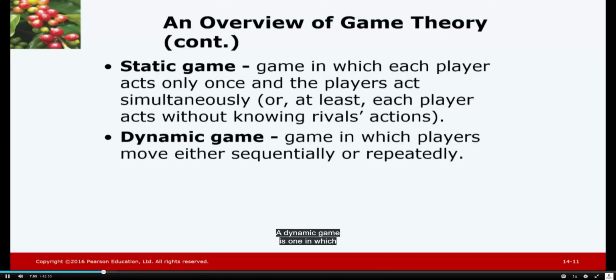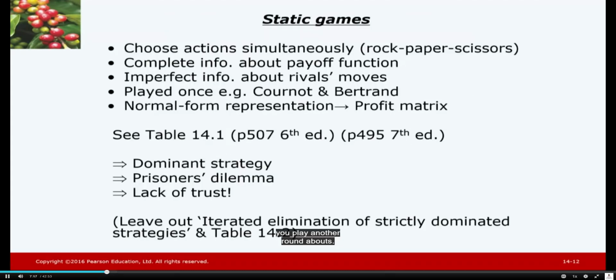A dynamic game is one in which players move either sequentially, like a game of chess, one moves first, then the other, or a dynamic game can be when you repeat, say, a static game, you play another round of it. So you are choosing actions simultaneously in these static games, like rock, paper, scissors. If you're playing that, you're both doing it simultaneously, and you're trying to predict what the other's going to do.